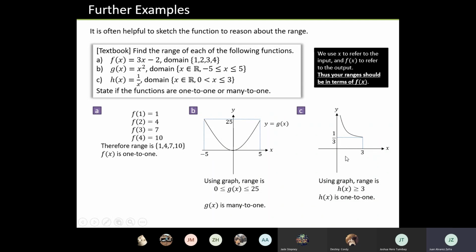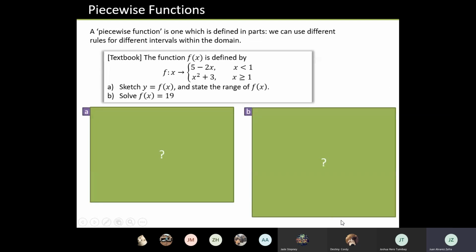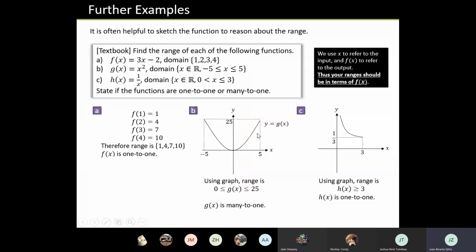And if you want to look at the range of what comes out, well, when you put in 3, out comes 1/3. When you put in any values less than 3, you get all the other values coming out. So the output of this, let's go back, the output of this is h of x is greater than or equal to 1/3, all of these values up here. So the range are all the values that come out, and you give them usually as an inequality.